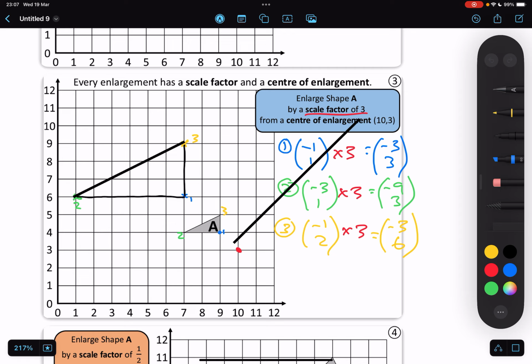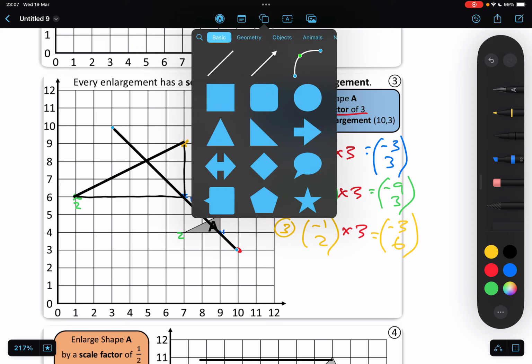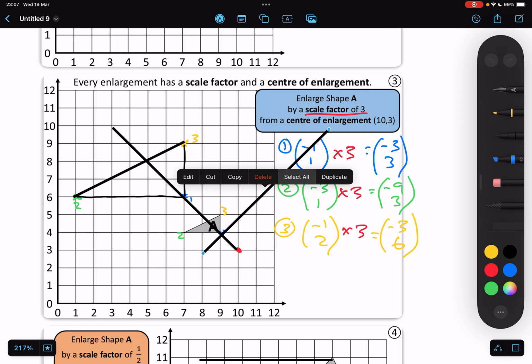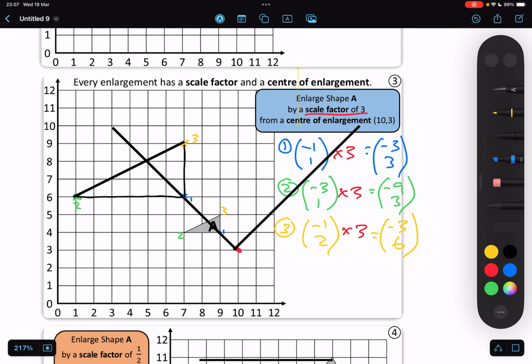We'll start off with point number 1. So we go from the center of enlargement, we use our ruler and we draw a line, and as you can see, it goes through not just the center of enlargement, but through 1 and 1. Now let's do another one to make sure that it goes through 2 and 2 with the same line. So the same line, does it go through 2 and 2? Yes, it does. So far, so good.